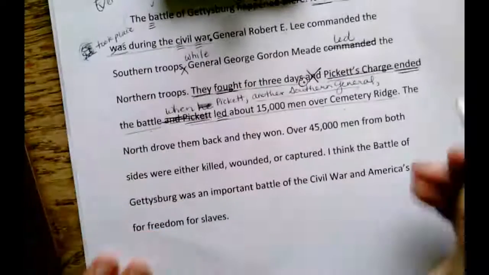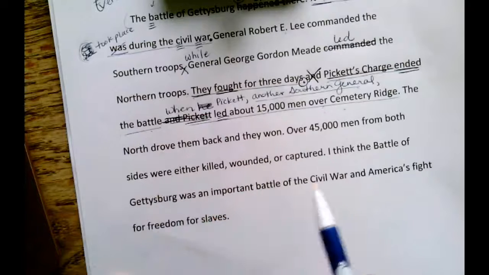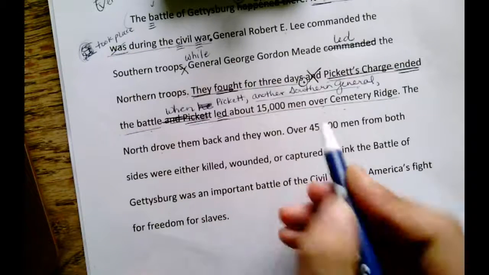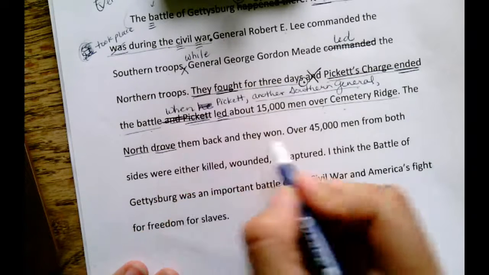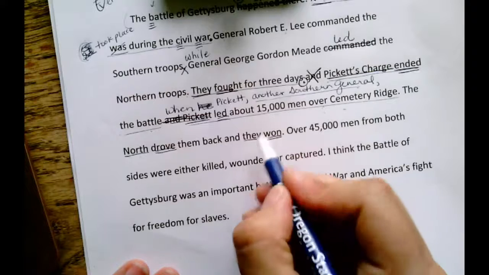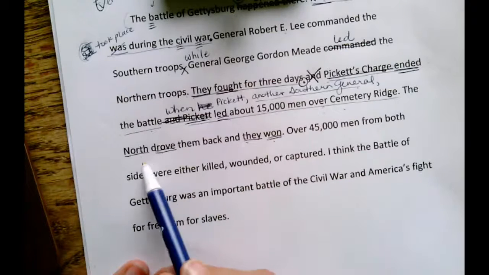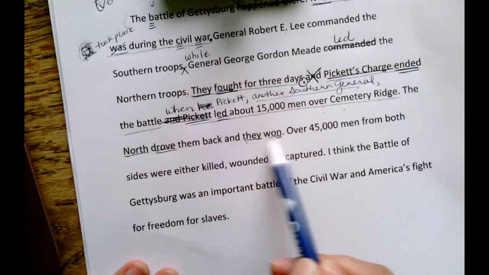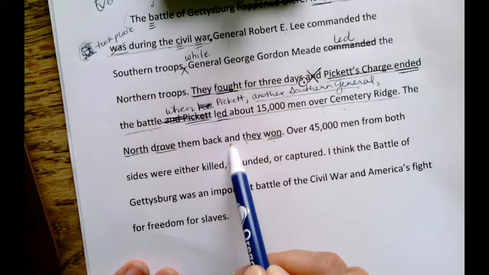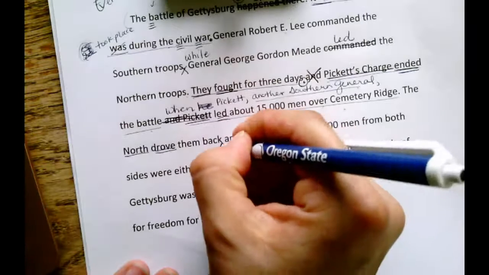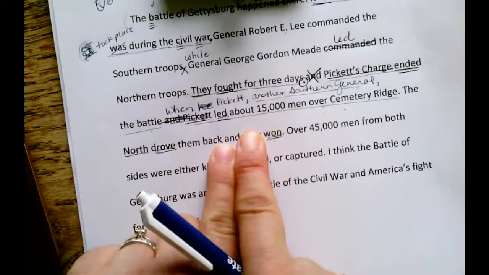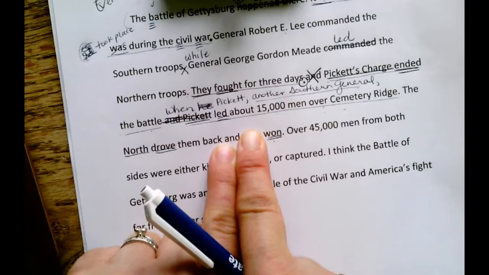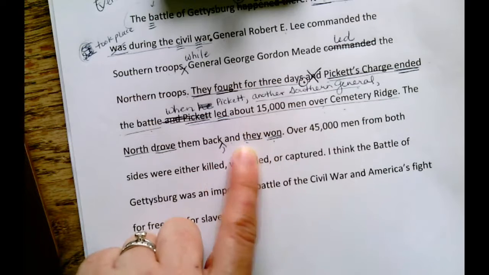Okay? The North drove them back and they won. That one has a minor problem. I have the North drove, so I have a subject and a predicate, and I have they won, another subject and predicate. I can't combine 2 sentences, a subject and predicate with just an and. I have to have a comma here to make it a compound sentence. Or you take away the subject, they. The North drove them back and won. That would work. Or the North drove them back, comma, and they won.